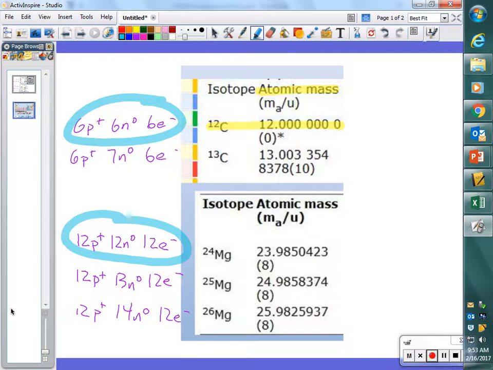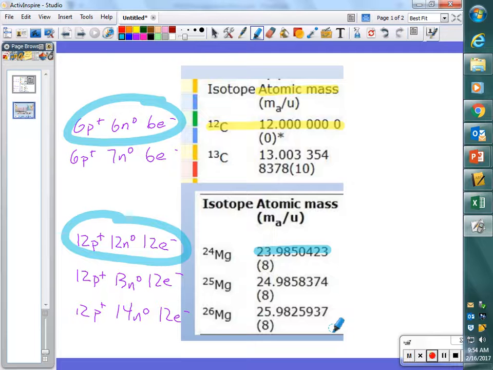Numerically, what are we seeing about the number of protons, neutrons, and electrons in magnesium-24 versus carbon-12? Times 2, right? It's twice as big. But when we look at its atomic mass, is it exactly twice as big? No. If it was exactly twice as big, what would be its atomic mass? 24. 24 exactly. It's not 24 exactly.